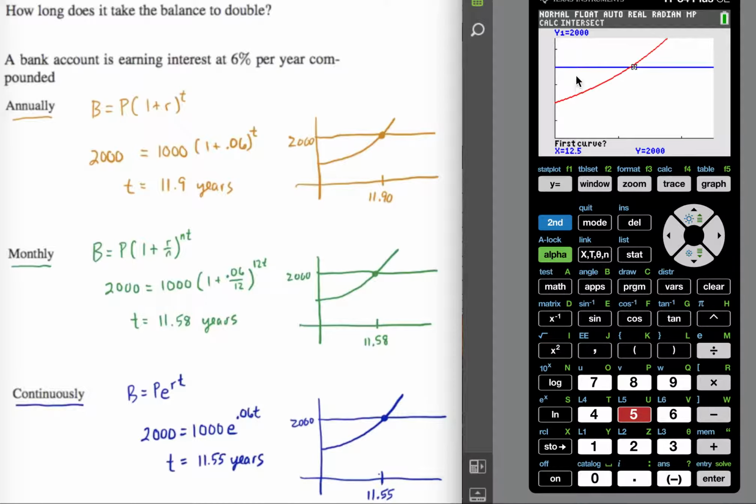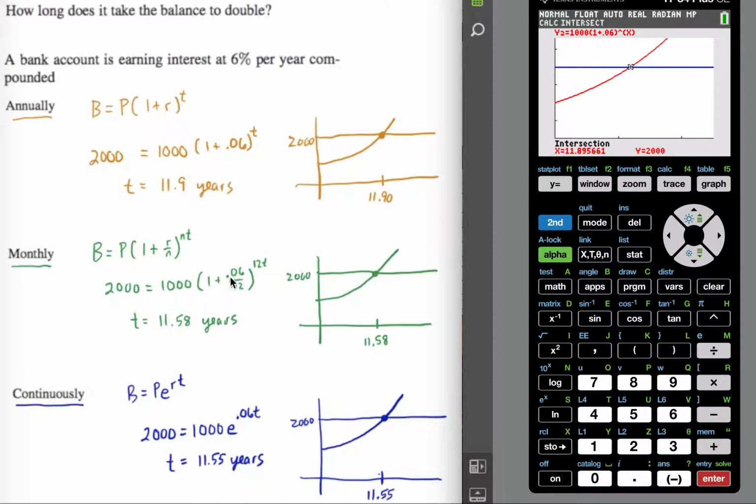The first curve is the 2,000, that's correct, so I'll press enter. The second curve is the exponential growth on the right-hand side, so press enter. Make a guess, just press enter, and it should lock in. So here I have 11.8956 years. So if I round that, it rounds to 11.90.